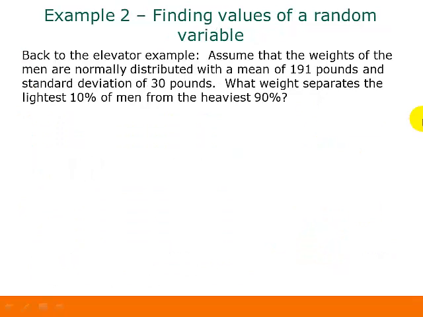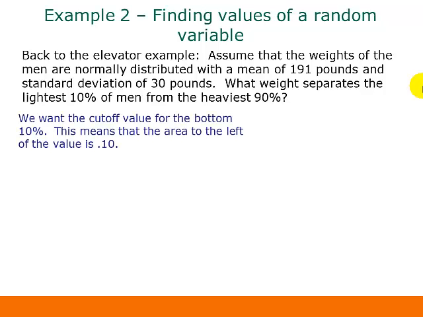Another example, going back to the elevator example, we're assuming that the weights of men are normally distributed with a mean of 191 pounds and a standard deviation of 30 pounds. What weight separates the lightest 10% of men from the heaviest 90%? This is another way of asking for a cutoff value. We're looking for the boundary value that separates the lowest 10% from the highest 90%. If you think about that in terms of where the values are, this means that we're looking for the area to the left of the value to be the 10%.